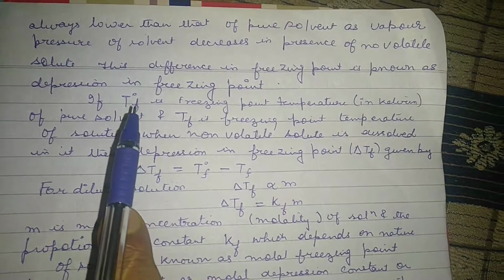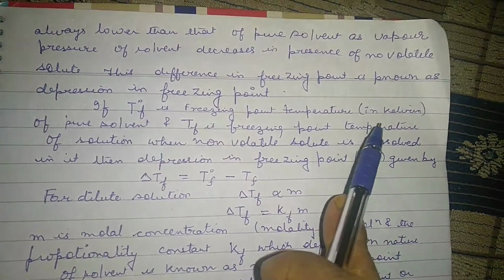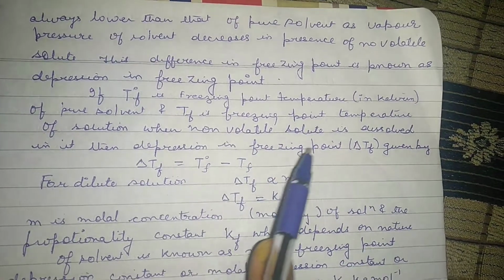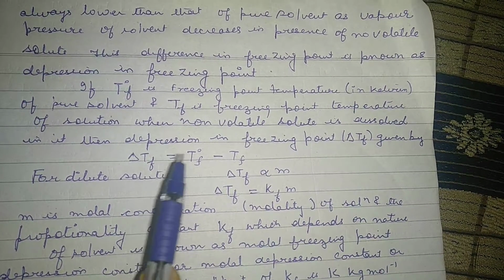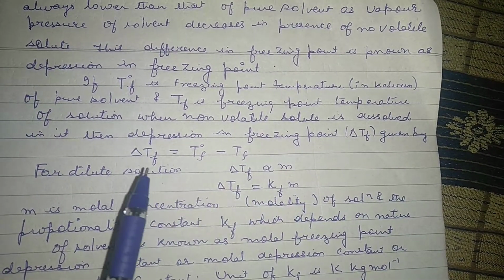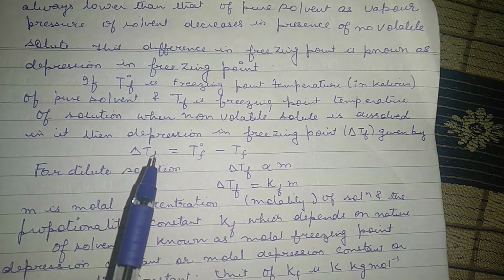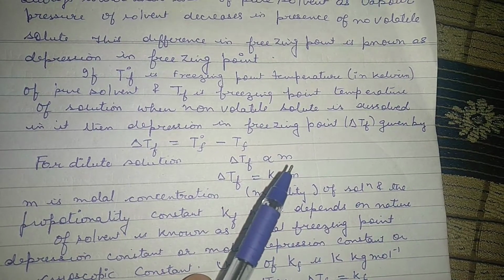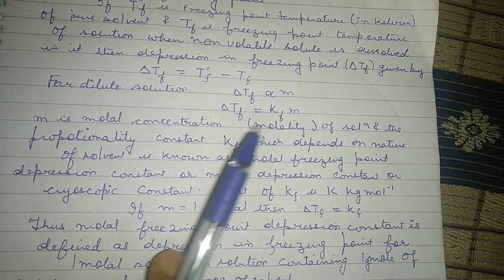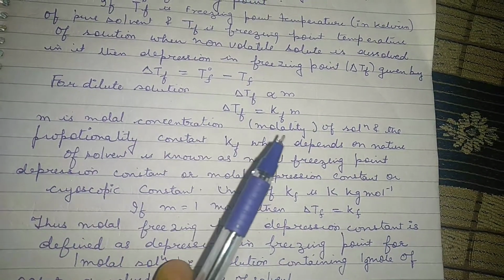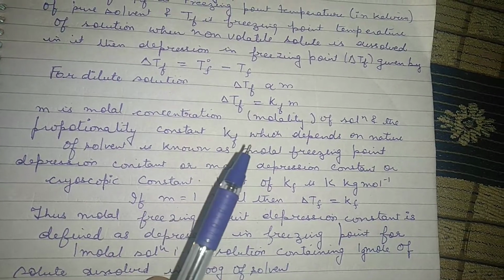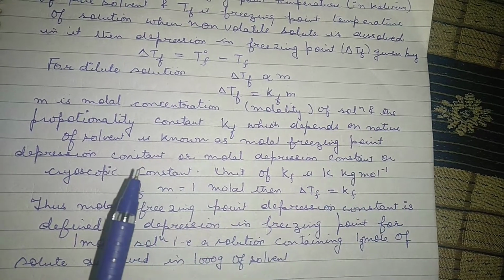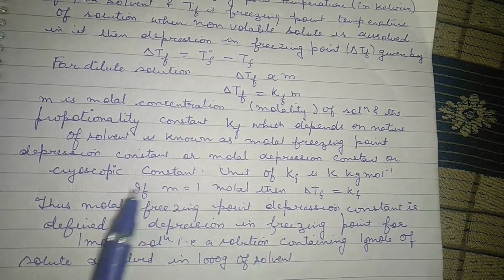If T0F is the freezing point temperature in Kelvin of a pure solvent and TF is the freezing point temperature of a solution when a non-volatile solute is added to it, the depression in freezing point delta TF is given by this equation: delta TF is equal to T0F minus TF. For a dilute solution, delta TF is directly proportional to small m, and the proportionality constant is Kf, where m is the molal concentration, that is the molality of the solution. The proportionality constant Kf depends upon the nature of the solvent, and it is known as the molal freezing point depression constant or molal depression constant or cryoscopic constant.